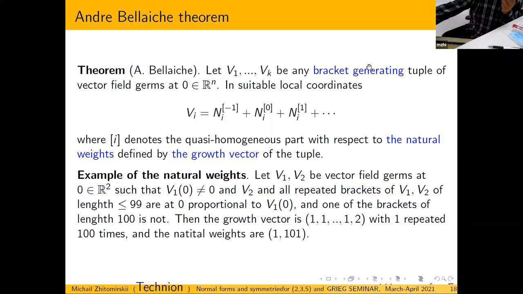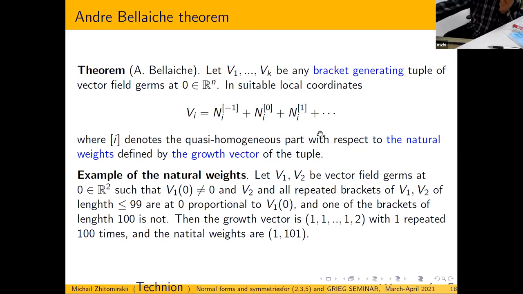Well, the theorem. Let's consider any bracket generating tuple of vector fields at the origin. Any bracket generating, not necessarily regularly bracket generating, not regular, whatever. Just bracket generating, meaning that brackets of sufficiently big length of these vector fields cover, at the origin and near the origin, the whole tangent space. Then there exist suitable local coordinates in which we can express each vector field of the tuple in this form, with the round brackets replaced by these brackets for quasi-homogeneity of degree i. So the starting leading terms are quasi-homogeneous of degree minus one, and the higher order terms are homogeneous of degree zero, and so on.